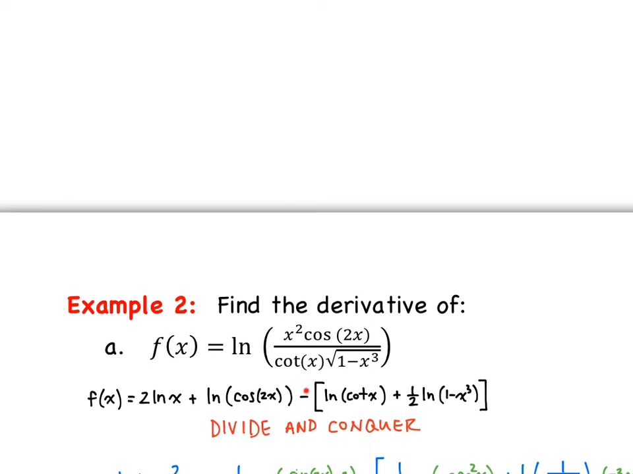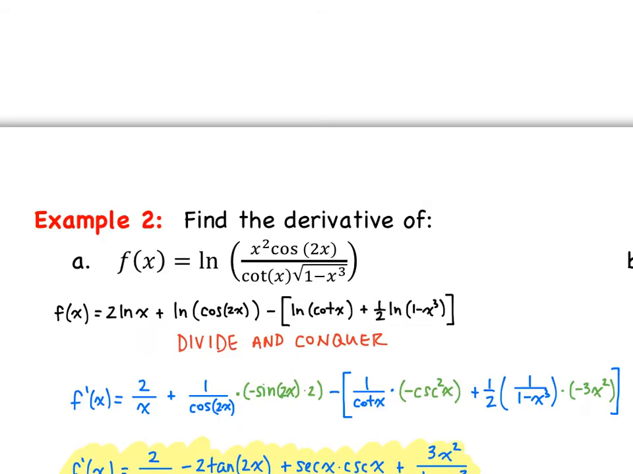Now you could have simply subtracted ln of cotangent of x and then minus 1/2 ln of 1 minus x cubed, or you can do it as I did here. So now what I want you to do is give it a try. I want you to take the derivative of each of these pieces. Come back and check. Don't forget that chain rule.